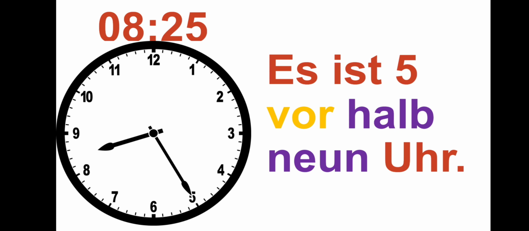Because 6 is the only number which divides the clock into half. Es ist fünf vor halb 9 Uhr. Why 9? Because after 8:30 it becomes 9. So we denote it with the 9. Es ist fünf vor halb 9 Uhr.